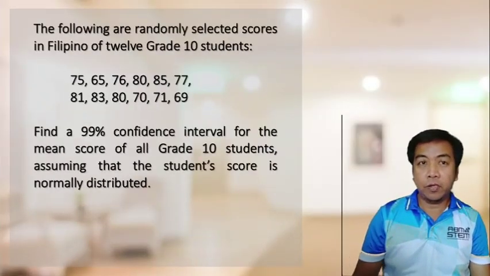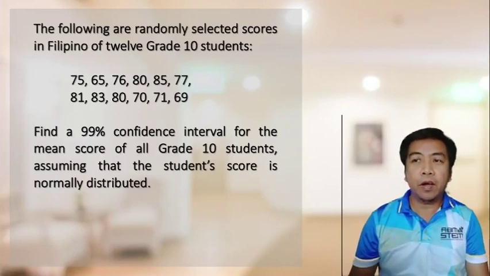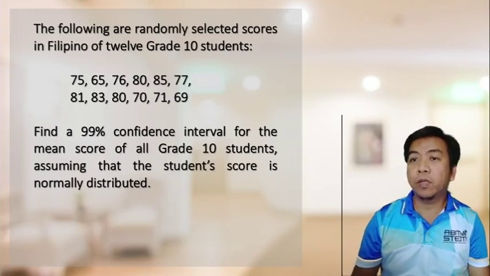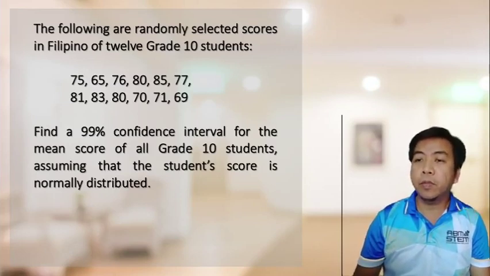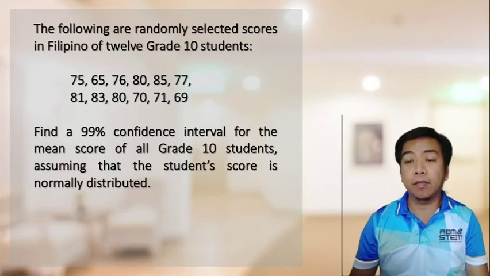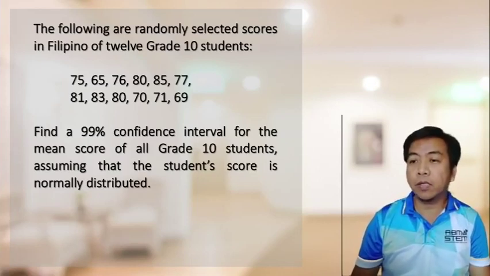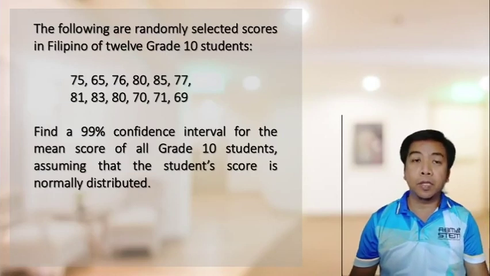Now, let's have another example, this time a bit harder. The following are randomly selected scores in Filipino of 12 grade 10 students. So we have 75, 65, 76, 80, 85, 77, 81, 83, 80, 70, 71, and 69. Find a 99% confidence interval for the mean score of all grade 10 students, assuming that the students' scores are normally distributed.